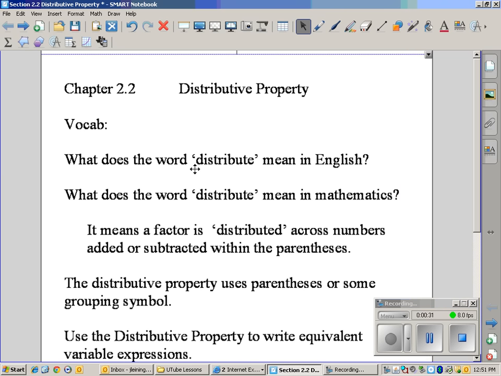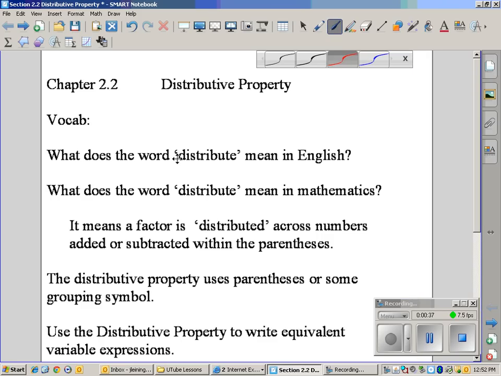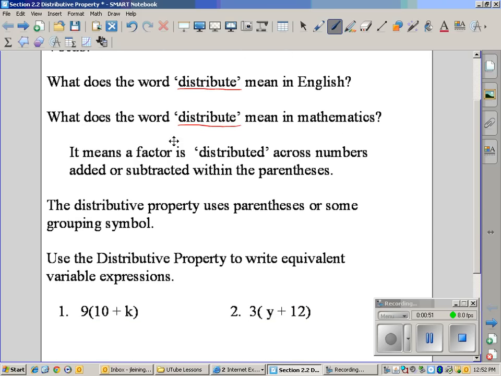I want you to think about the word distribute. When you think about what the word distribute means in English, I generally think of it means to hand out or pass out or give to everybody. Well, distribute in math means sort of the same thing. Distribution means that a factor is distributed across numbers or variables, added or subtracted within parentheses. So generally speaking, we are looking for parentheses or grouping symbols and a number or a variable outside of the grouping symbol that needs to be distributed.